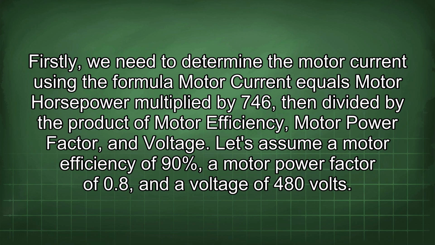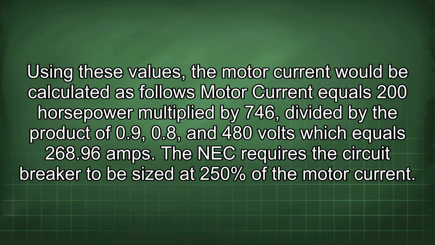Let's assume a motor efficiency of 90%, a motor power factor of 0.8, and a voltage of 480 volts. Using these values, the motor current would be calculated as follows: motor current equals 200 horsepower multiplied by 746 divided by the product of 0.9, 0.8, and 480 volts, which equals 268.96 amps. The NEC requires the circuit breaker to be sized at 250% of the motor current.